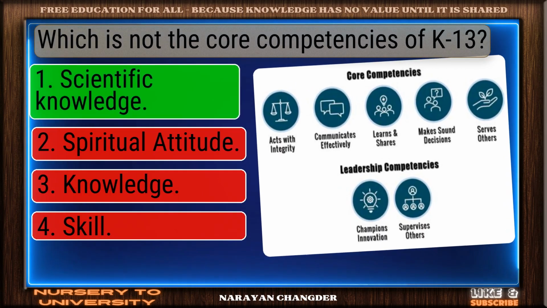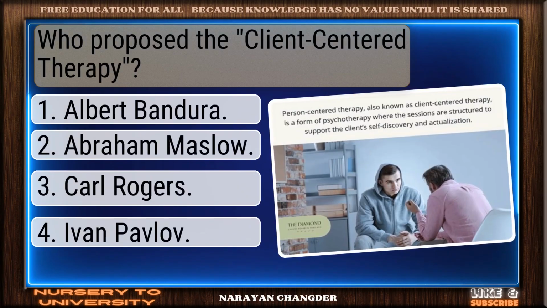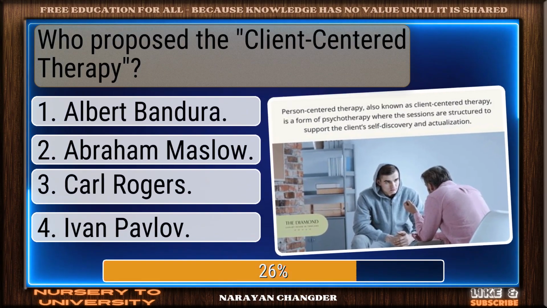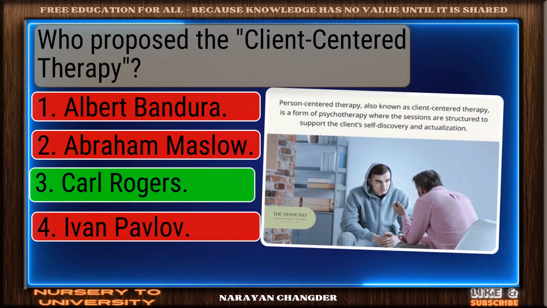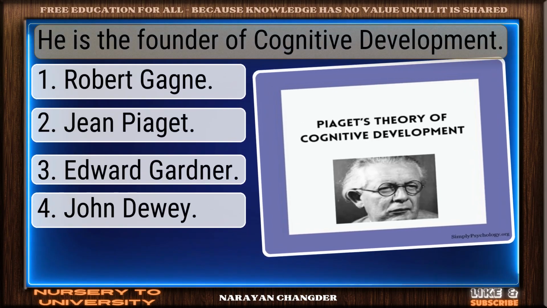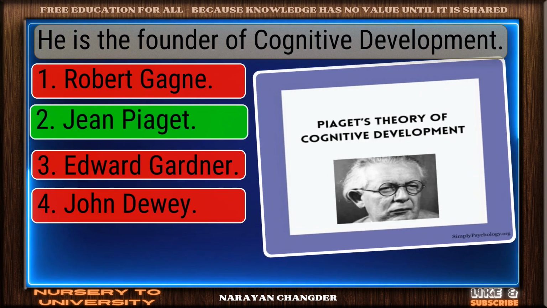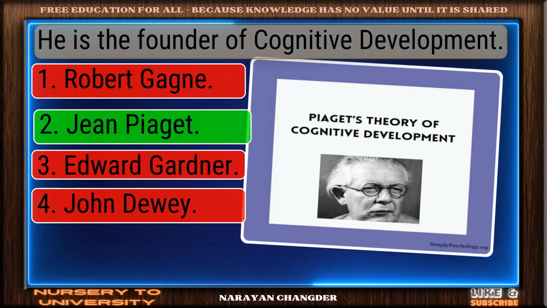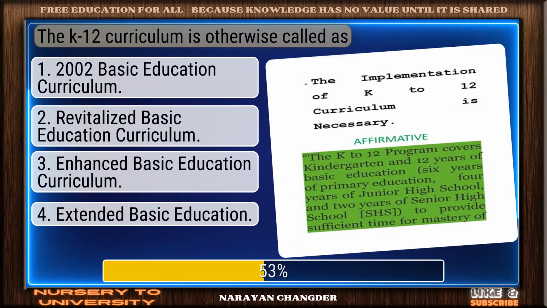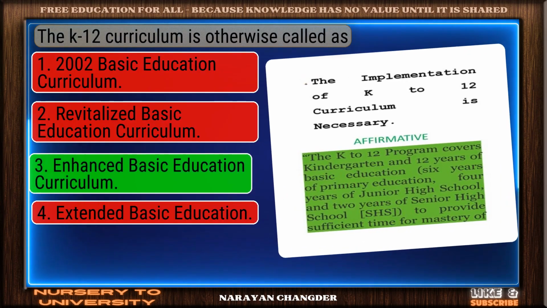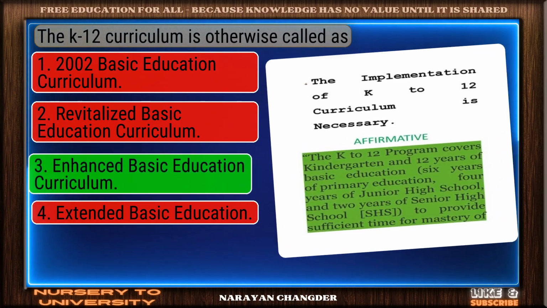Correct response. Scientific knowledge is the most accurate answer. Who proposed the client-centered therapy? Nicely done. Carl Rogers is a solid answer. He is the founder of cognitive development. Right choice. Jean Piaget is the best answer. The K-12 curriculum is otherwise called as. You chose Enhanced Basic Education Curriculum, and it is correct.